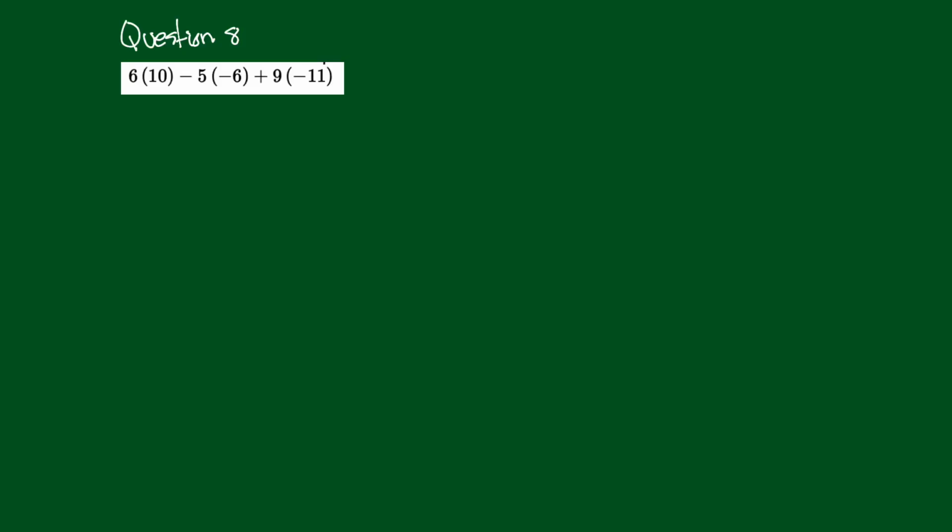Number 9, let's run through this. I see I've got a multiplication, subtraction, multiplication, addition, multiplication. Let's do these multiplications first. So I'll take care of this one. 6 times 10, that's a 60.